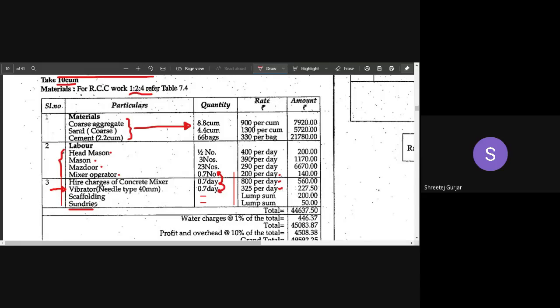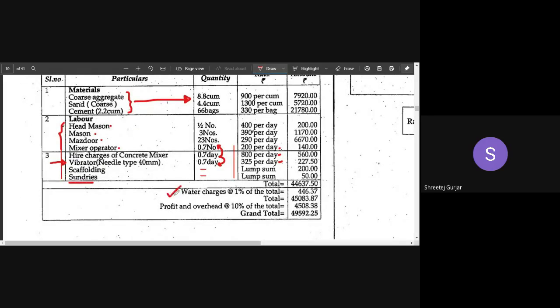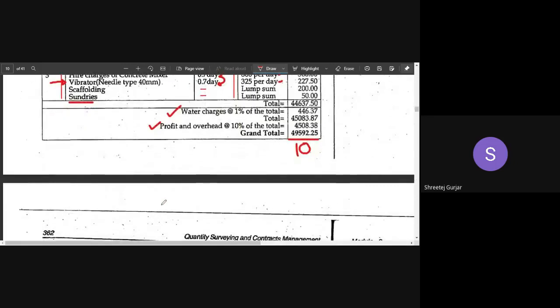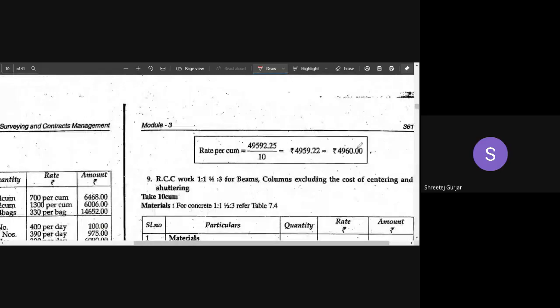If you remember, you can write down sundries as 50, then calculate the total, add water charges, add profit, and write down the grand total. After the grand total is calculated, do not forget to divide by the total quantity which we had assumed. Divide by 10, and write down the rate per cubic meter.